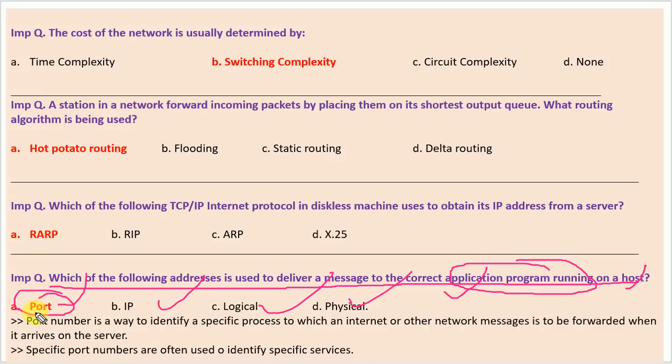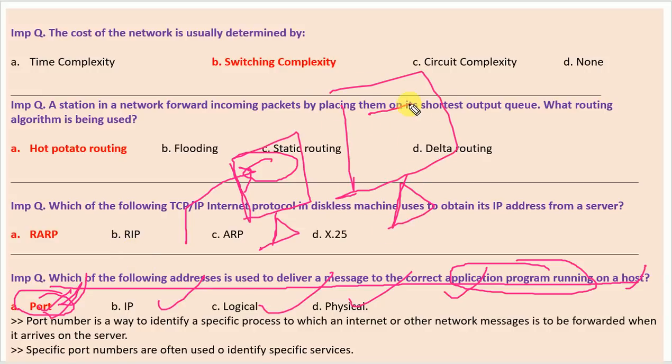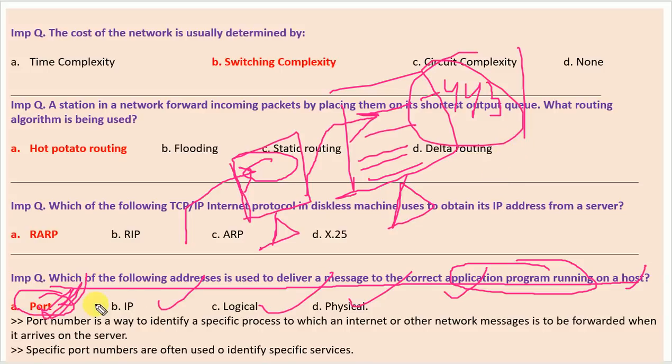If I am particularly interested in a particular program running on my host, I have to specify the port number. If I want my message to be delivered to a particular program or a particular application, I have to use a particular port number for that service. Okay, I suppose I have this server. Okay, and there are a lot of services running on that. So I just wanted to send my data or a packet to this particular service. So I need a port number for that. Suppose port 443 or anything. So for that only port is used. IP will not be used. IP is used to identify that server. Logical address is same as the IP address. Physical address is the MAC address. So for a particular application, we need a port number.